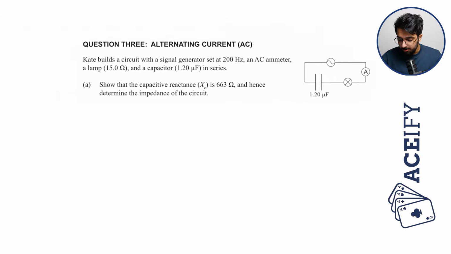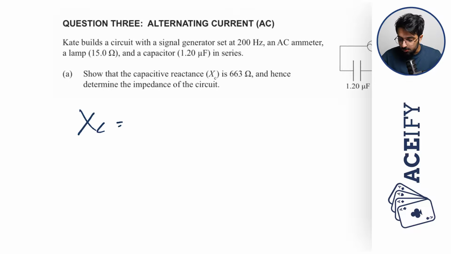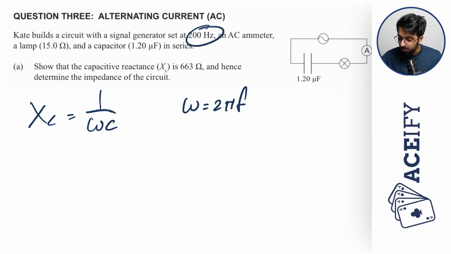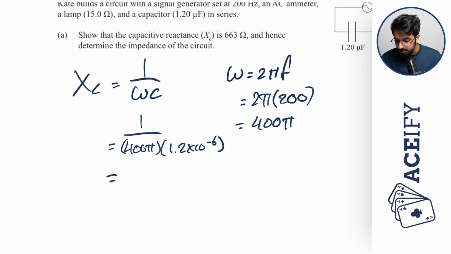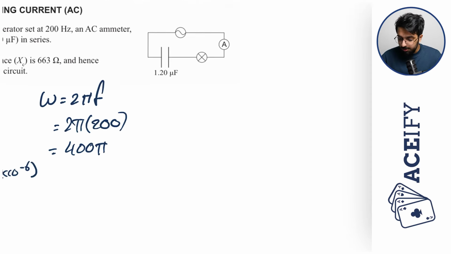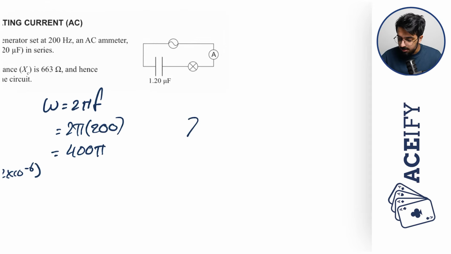Alright, so we know that the reactance of our capacitor is equal to 1 all over omega C. We know our omega is equal to 2 pi f. We have our frequency of 200 Hz, and so therefore we have 2 pi times 200, and so this is equal to 400 pi. So now that we have all our numbers, we can plug them in. We have 1 all over 400 pi multiplied by 1.2 times 10 to the negative 6, and this gives a reactance of 663 ohms.